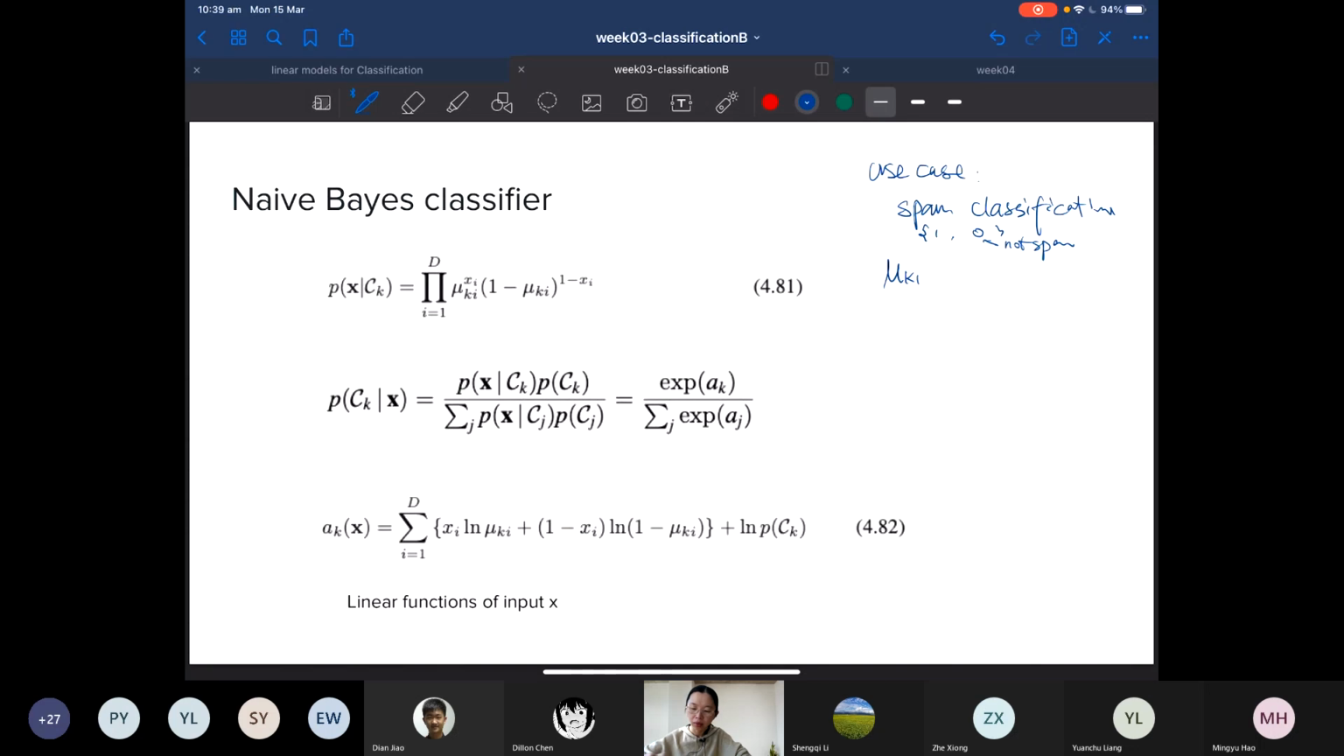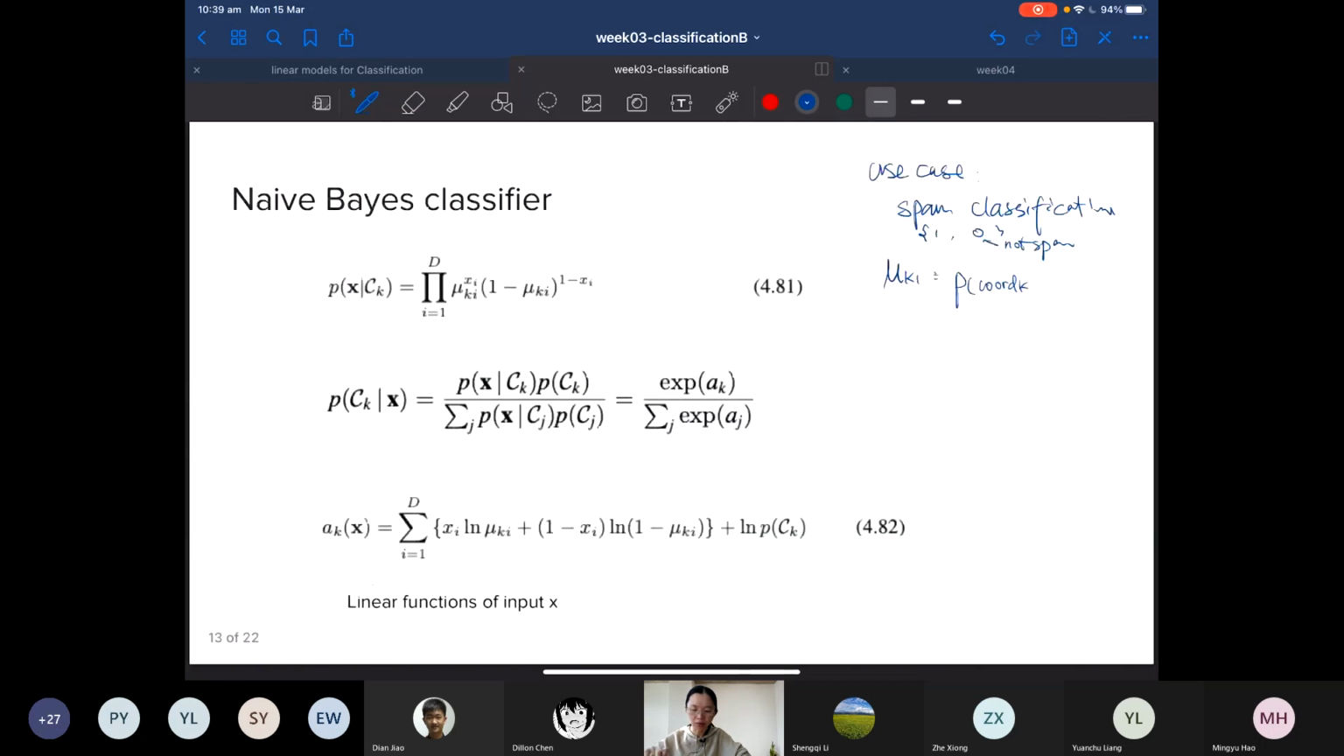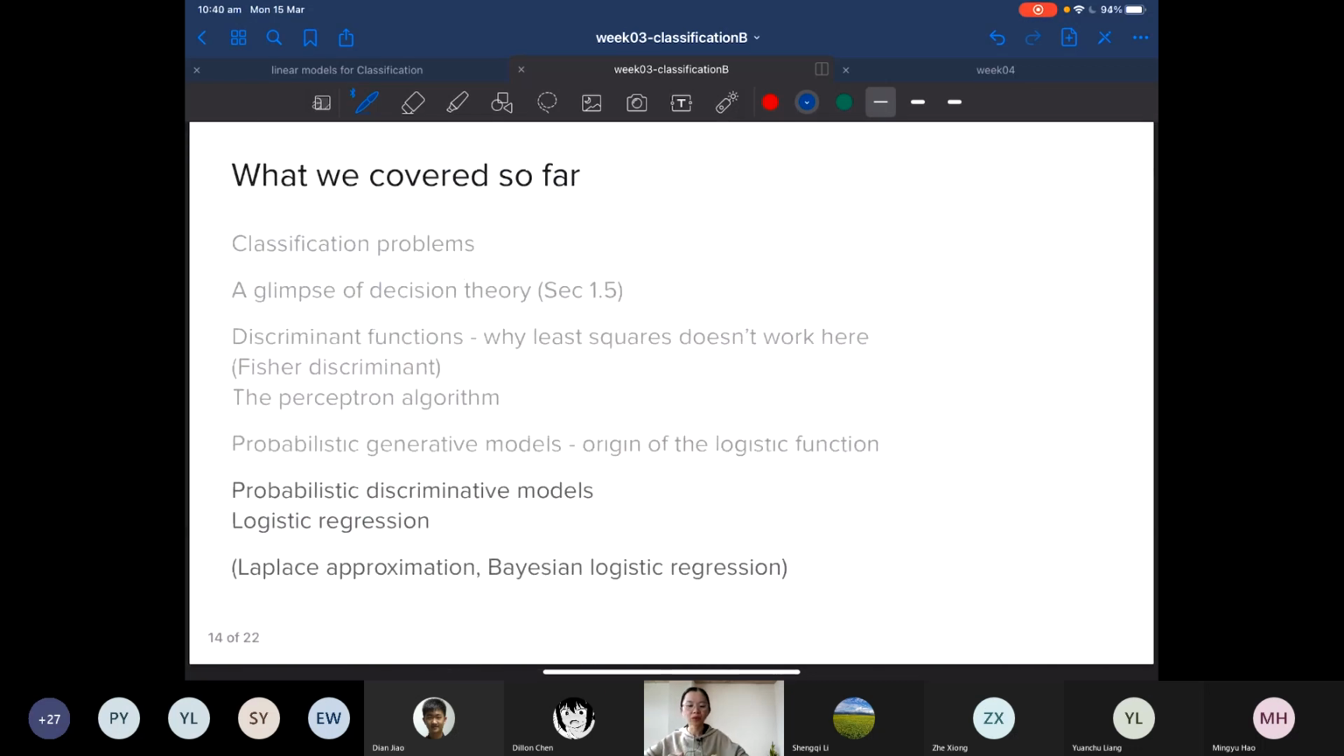Mu k1 is essentially the probability P of word k, right? If we go here in the spam class, then if you basically go through all the spam versus non-spam emails, count the fraction of the word that appears in the spam, normalize it by the total word frequency, and then plug it into this log linear function, then we're done. Cool. So that's what we wanted to cover for probabilistic generative models.